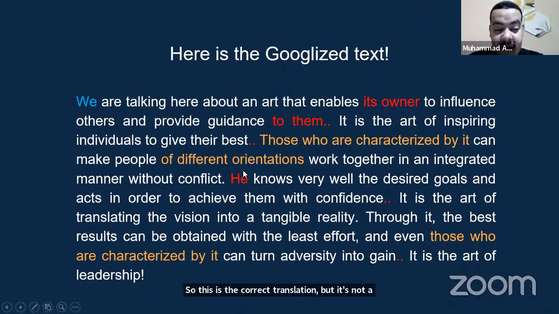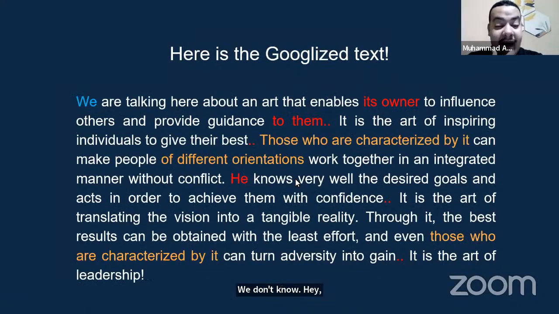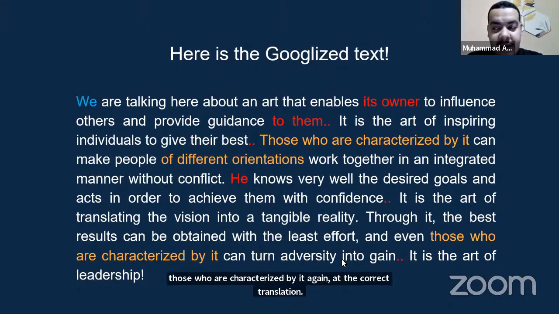Okay, so let's get back here to the next one, the "he", which is written in red. Who is he? Because we do not know who that "he" is. فهو يعرف جيدا. So it turned into فهو يعرف. So who is that person? We do not know. So we need to provide another pronoun or to mention the subject itself here. And finally, with the orange in the last line, "those who are characterized by it", again, it's a correct translation. It's the right one, but it can be much better with a human translation.